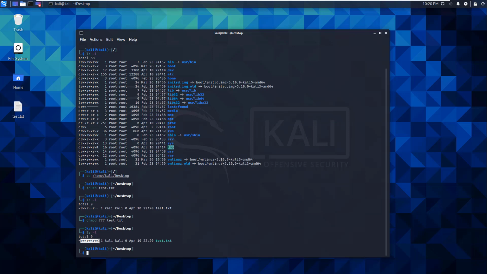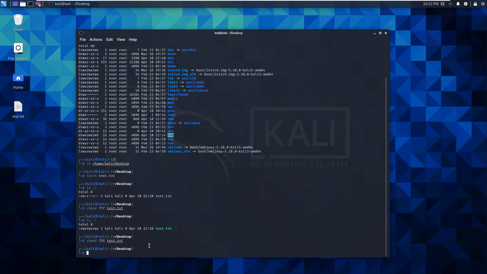Keep in mind that the rule of thumb is you never ever want to grant full access to everyone. So chmod 777 is not a good idea. Normally chmod 755 is more than appropriate for most individuals.